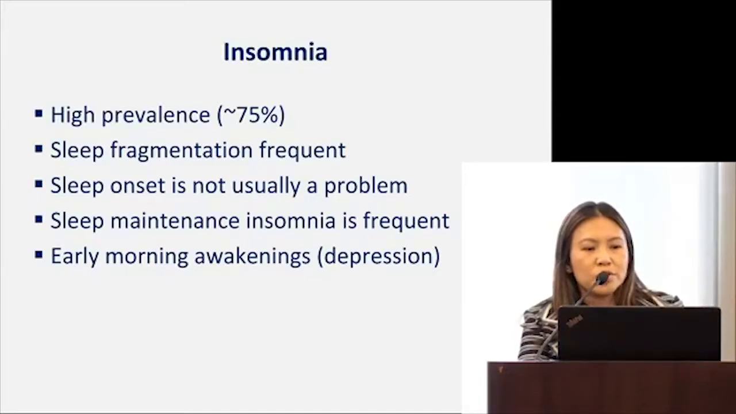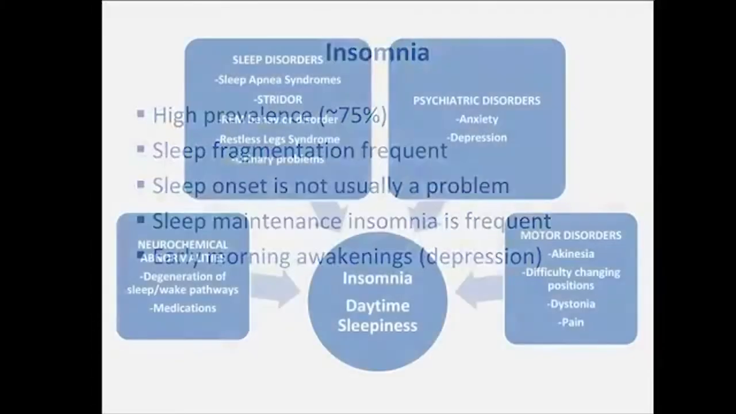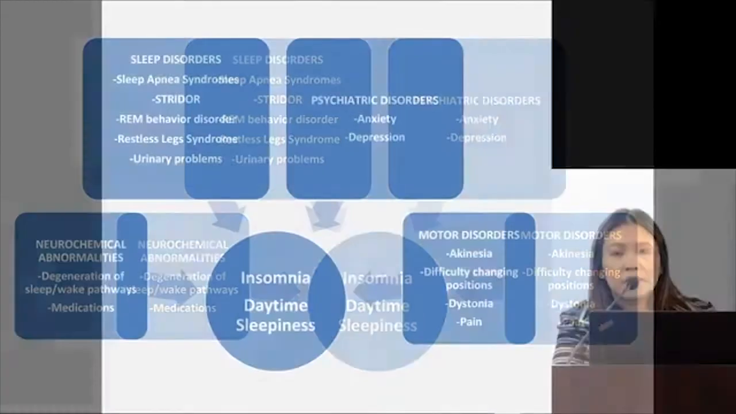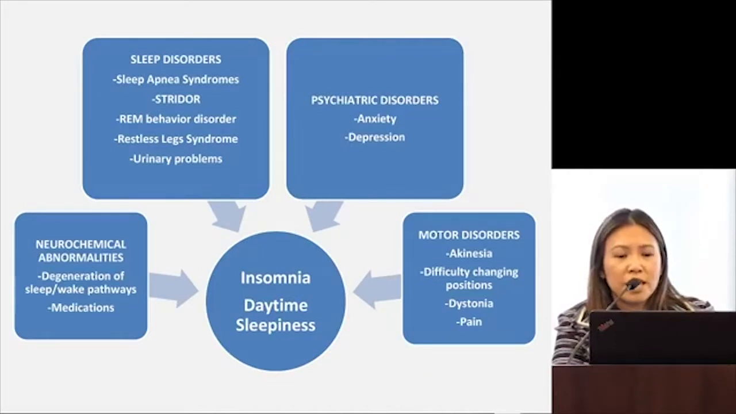So neurochemical abnormalities, the degeneration of the sleep-wake pathways in the brain from the MSA, can cause circadian rhythm disturbances and so forth. Medications themselves can also cause sleep disturbances. Then motor disorders, right, akinesia, difficulty changing positions, discomfort, pain. Dystonia and pain are very big problems with insomnia. Psychiatric disorders, again, anxiety and depression are common and unfortunately can cause a lot of insomnia.